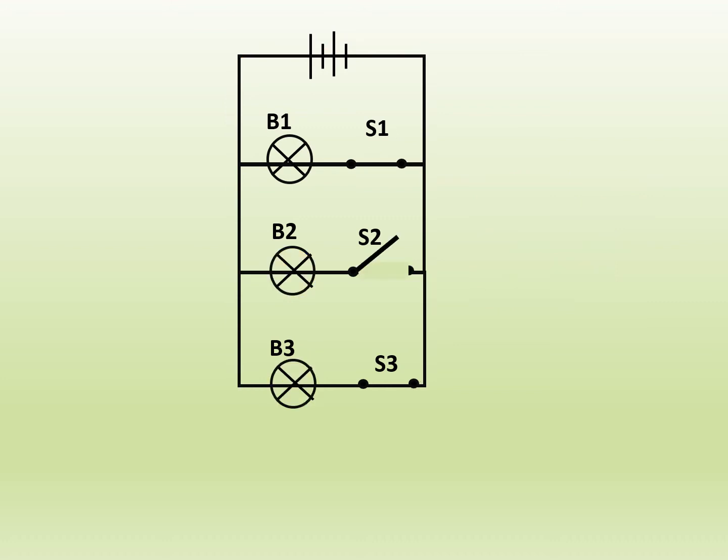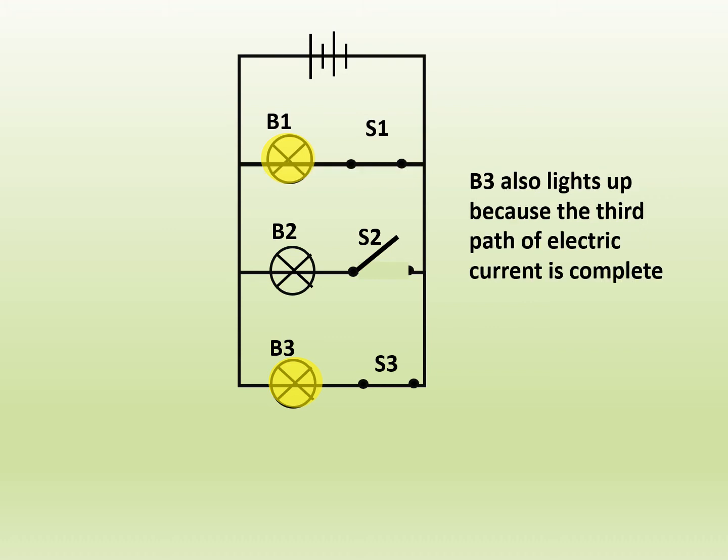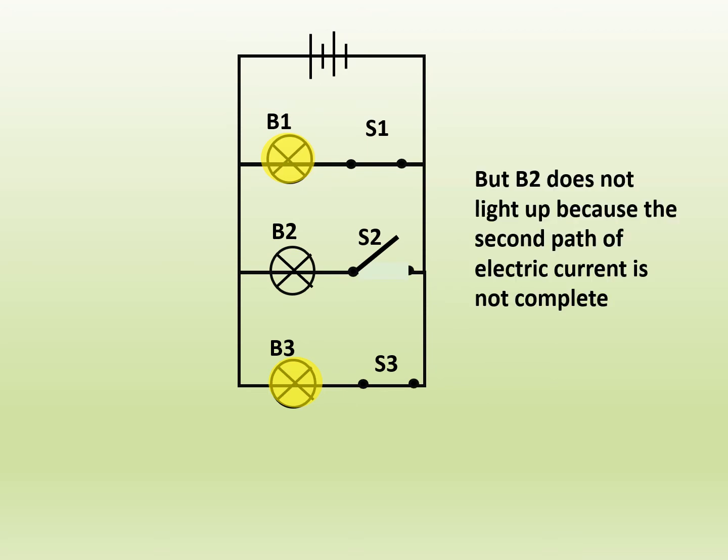And what will happen if we open switch 2? The answer is bulb 1 and bulb 3 will light up, but not bulb 2. This is because the first path of electric current is complete, and also the third path of the electric current. But bulb 2 does not light up because the second path of the electric current is not complete because it breaks here at switch 2.